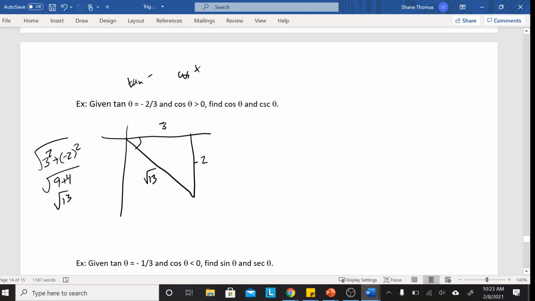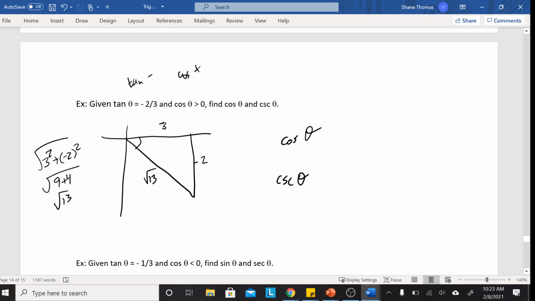So all I did so far was figure out which quadrant it's in based on the negatives and positives of what I was given. Then I took my tangent, placed those values based on the definition of tangent, and used the Pythagorean theorem or distance formula to find my hypotenuse. So then the two I'm looking for are cosine and cosecant.